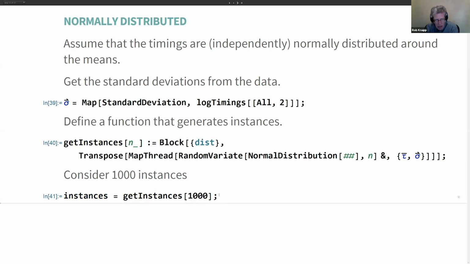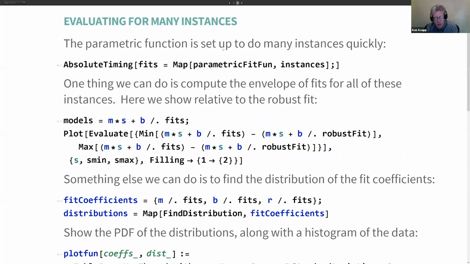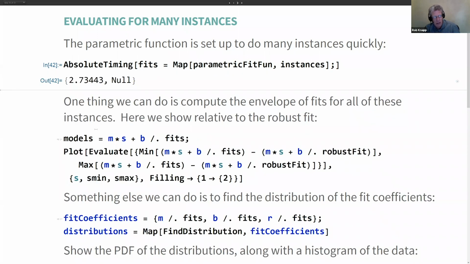And I'll get 1,000 instances using random variate, okay? And then what I'm going to do with that is I'm going to go ahead and fit each of those 1,000 instances. And actually, I think my computer before this only took like a second, but I think it's because it's doing the talk and everything at once.